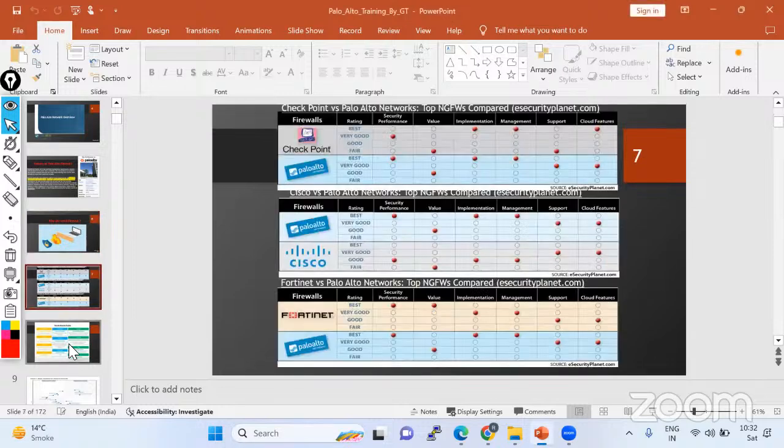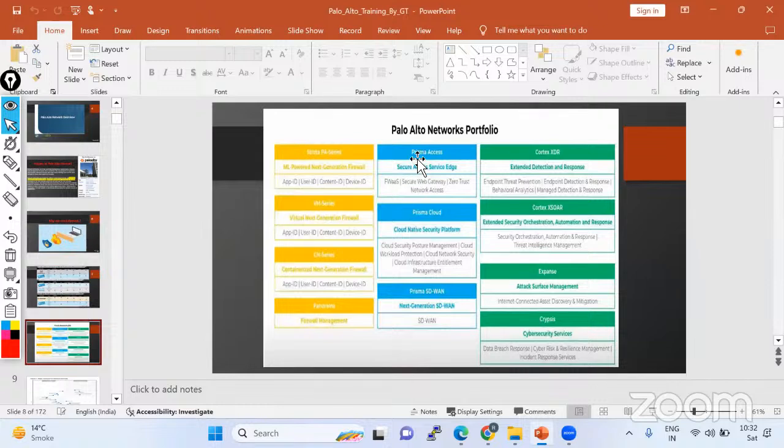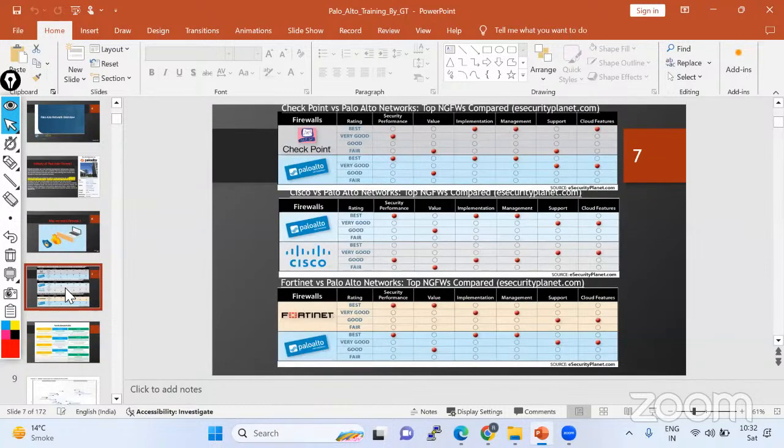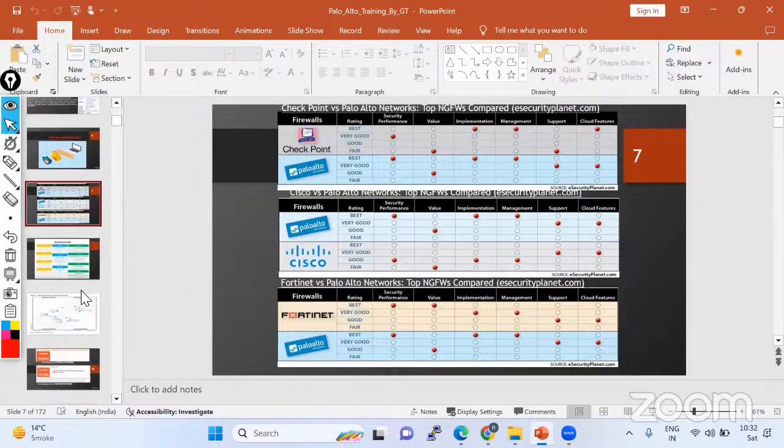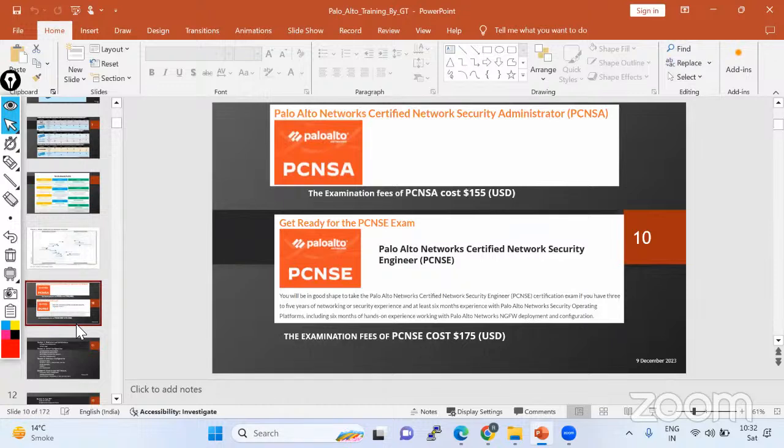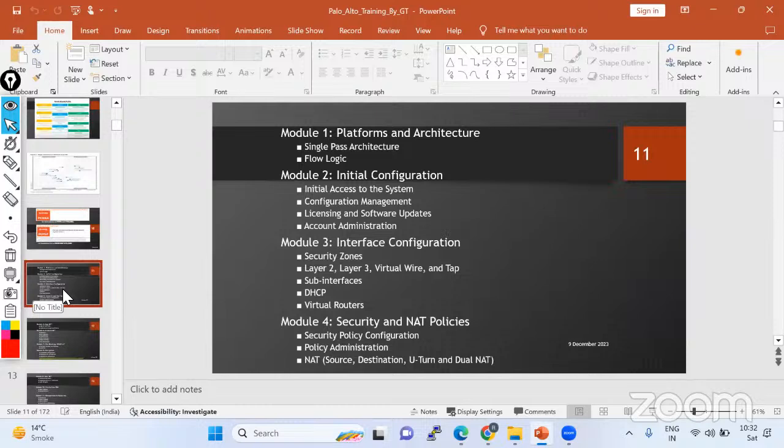Then we'll understand the Palo Alto firewall portfolio, the products in Palo Alto and what products we are going to cover. We'll try to understand the different vendor comparative analysis, why we should learn the Palo Alto firewall, and then what certification we are going to do after completing this course. After the certification part, we'll come to the actual curriculum where we'll start from zero.